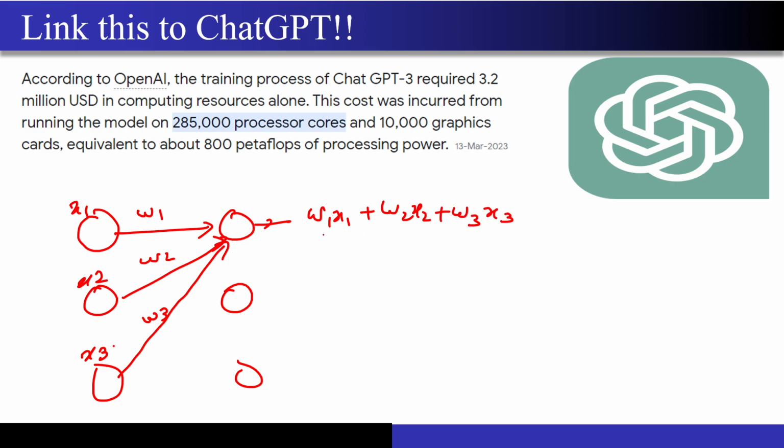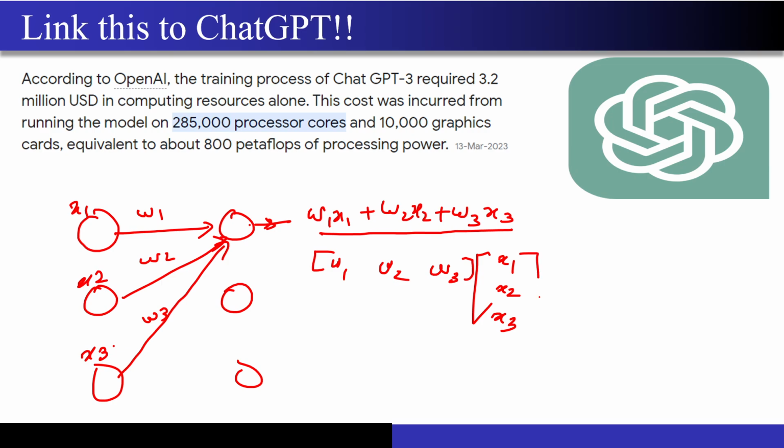So this is what, without using any non-linearity, the output of this neuron will look like. Now what is this actually? I can clearly represent it in the form of vectors like this, correct? So if you ask what this is, it is nothing but matrix multiplication, correct? This is just matrix multiplication.